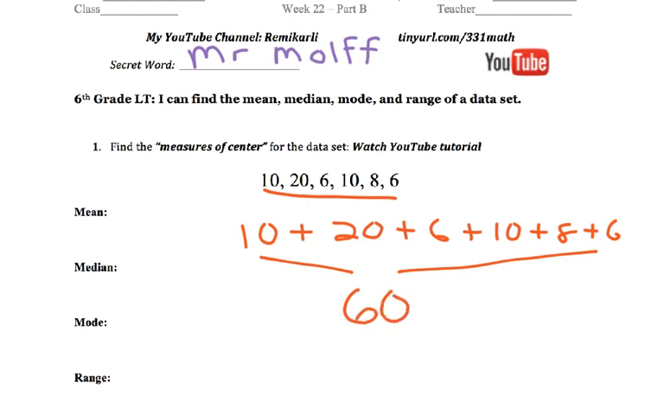And then from there, we figure out that we have 1, 2, 3, 4, 5, 6 different numbers in the data set. So that's the number we're going to divide by. And 60 divided by 6 is exactly 10. So in this problem, the mean is 10.